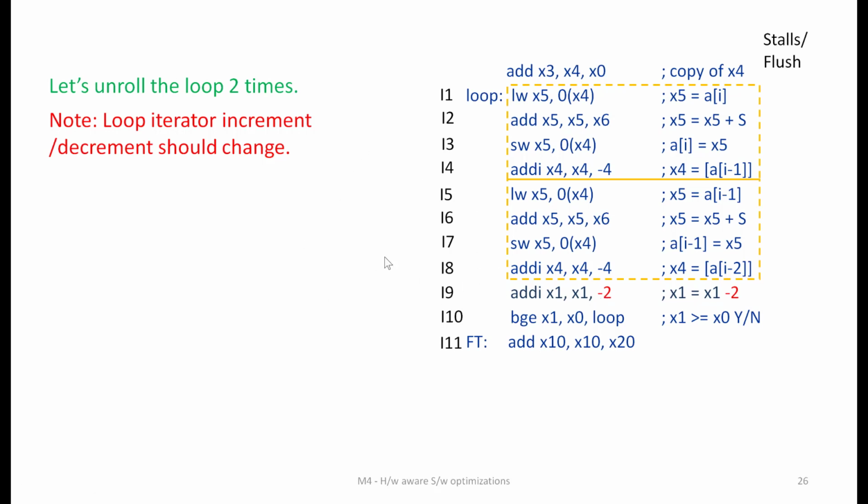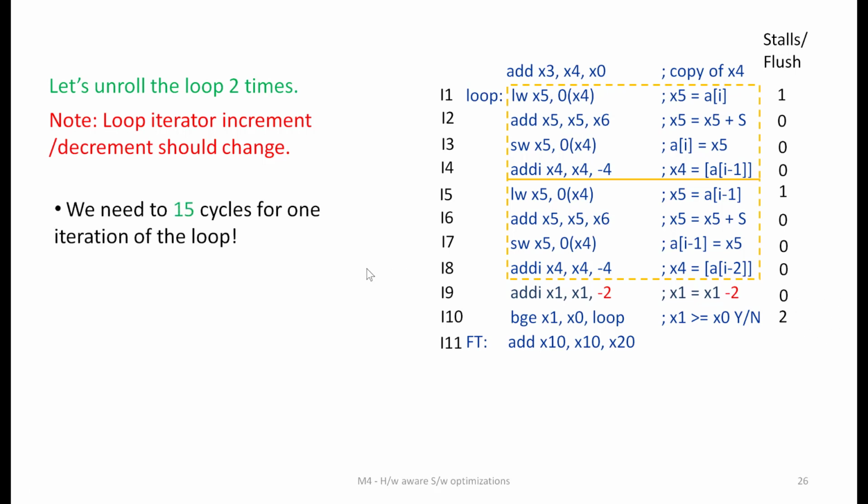Now if you look at the stalls or flush for this sequence of instructions, we would need a stall between I1 and I2 because there is a producer consumer dependency. There is no such dependency between I2 I3 or I3 I4 or I4 I5. Again, we have a dependency between I5 I6, no such dependency among any other instructions. But for I10, which is the branch instruction, we would still need to flush the pipeline for 2 cycles, or the previous 2 stages would need to be flushed. So if we look at the timeline, just like the previous example, we would need 15 cycles for one iteration of the loop with such a sequence.